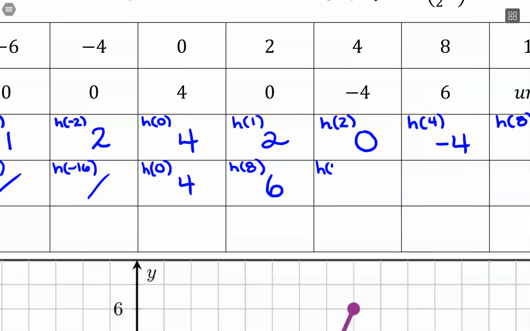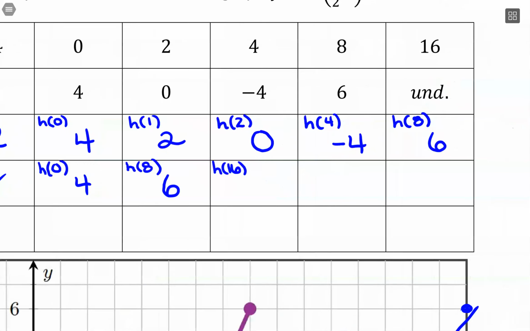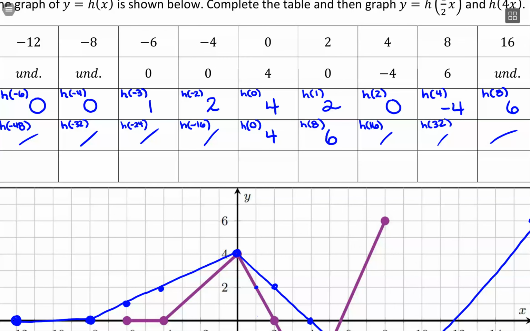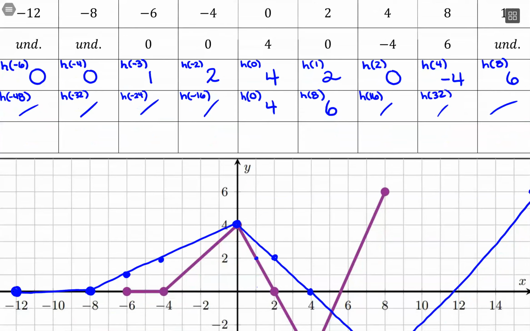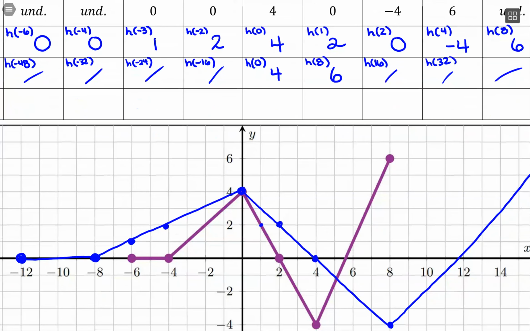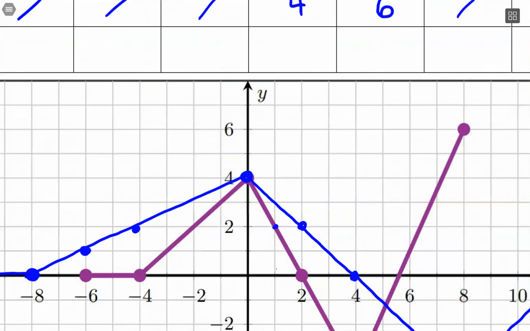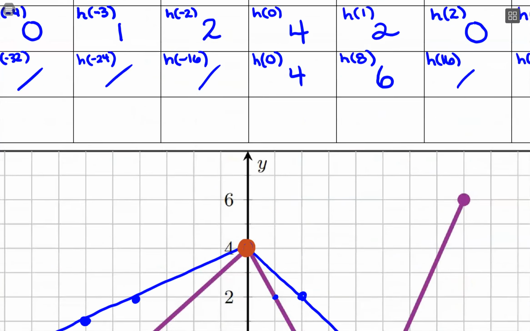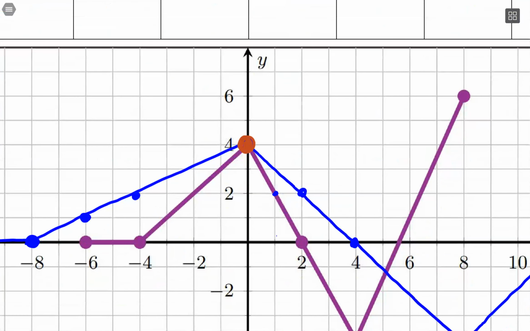H of 4 times 4, which is 16, which is undefined. And then these will all be undefined too, because they'll just be too large of x values. So, with that, I really have these 2 coordinates that I can plot here. Oh, sorry, I was going to use a different color there, so I'm going to graph these in red. But really, all I got were 2 coordinates for this. I have that (0, 4), and positive (2, 6).